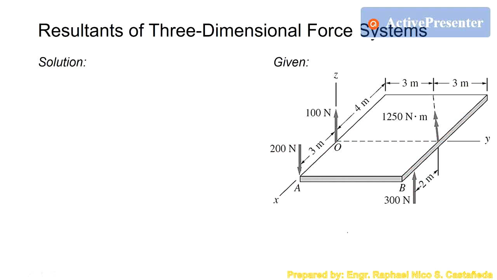If you want to solve this using a three-dimensional approach, we already have the value of R, which in vector form is 200 k newtons. So we just want to get the couple resultant, summation moment O. If we sum up moments at O, this one right here will not be included because it passes through point O. So let's start here.